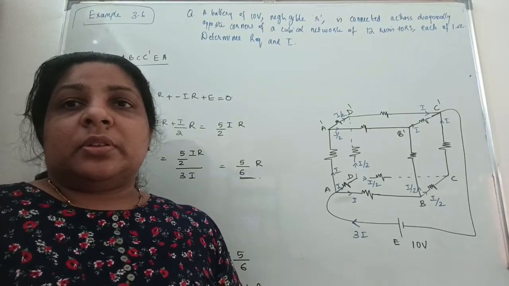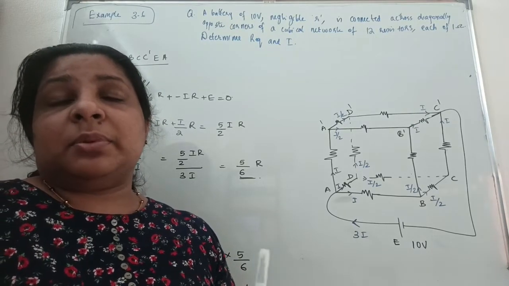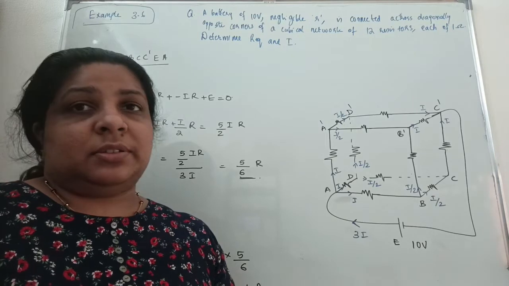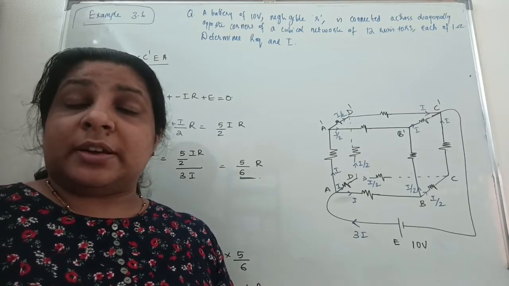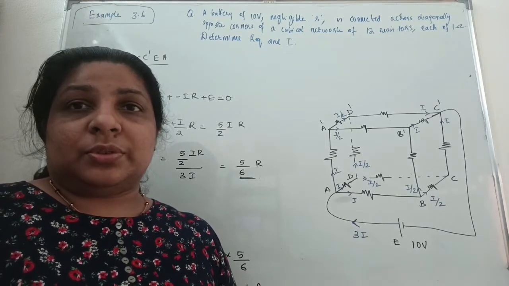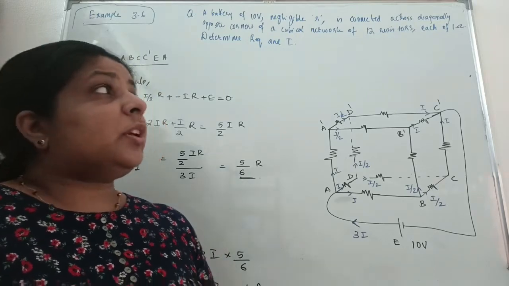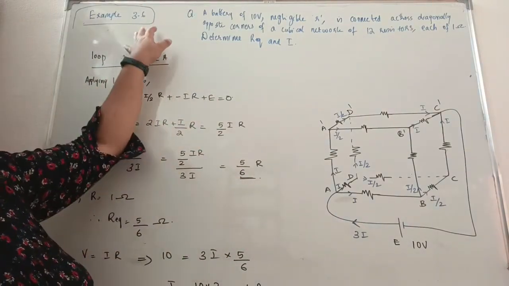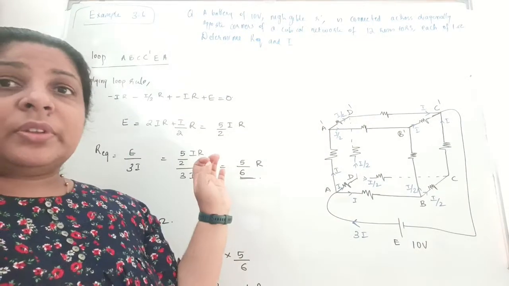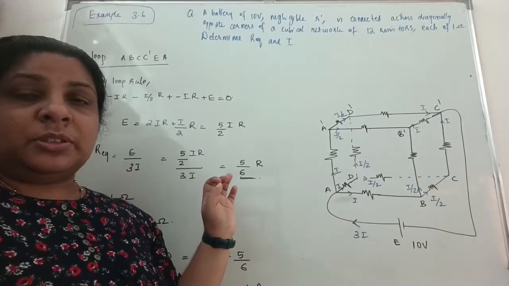Hello. So let us see the example question number 3.6. That is a question from current electricity based on Kirchhoff's law. Looking into the question, this is actually example 3.6 in your textbook. That is a Kirchhoff's law based problem.